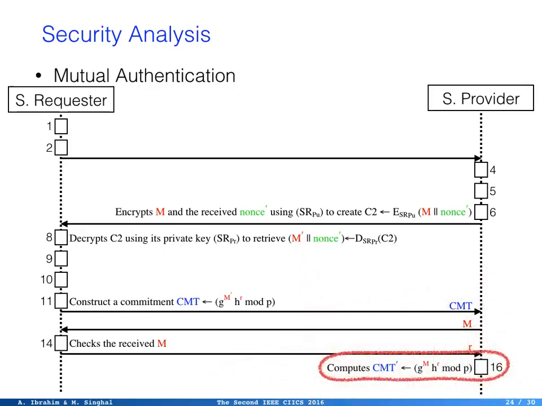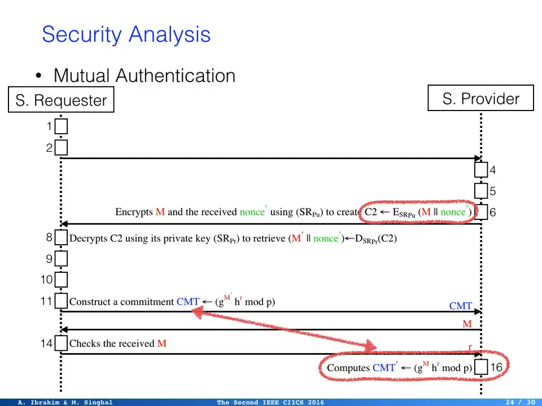The service provider authenticates the service requester in step 16 of the authentication phase. When the service provider sends C2 to the service requester, which is encrypted using the service requester's public key, the service provider assumes that the service requester will be able to successfully decrypt C2. The service requester does not send the value M to the service provider immediately. Instead, it sends a commitment CMT to the value M.